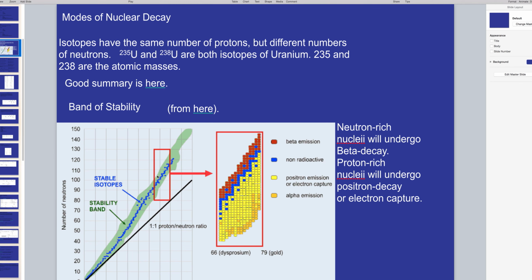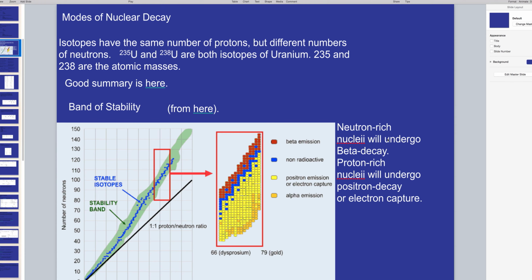Isotopes above the line tend to have too many neutrons. That's because this is the neutron axis over here. And isotopes below the line tend to have too many protons. This is the proton axis down here. And they do have separate modes of decay that they undergo.